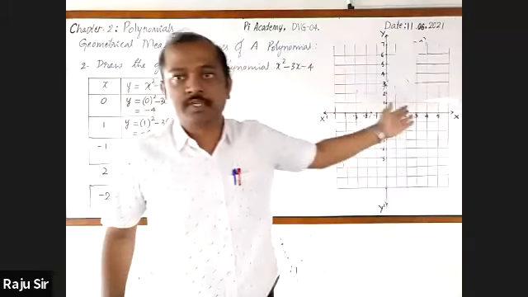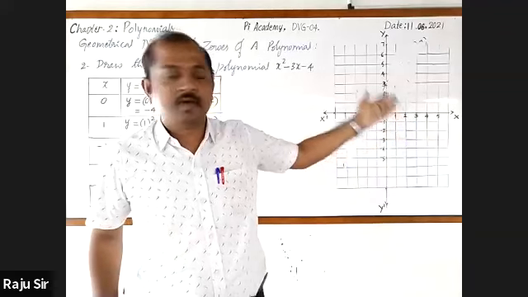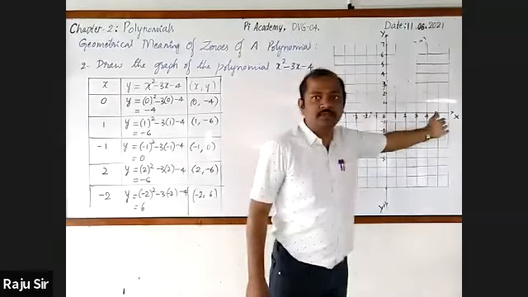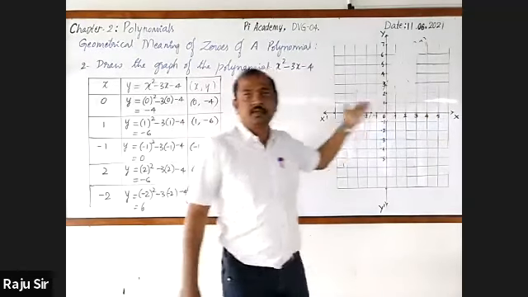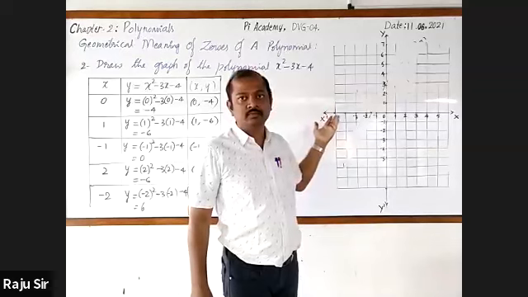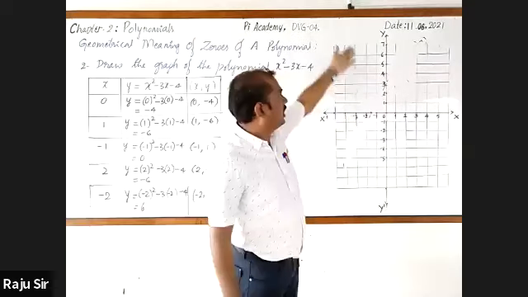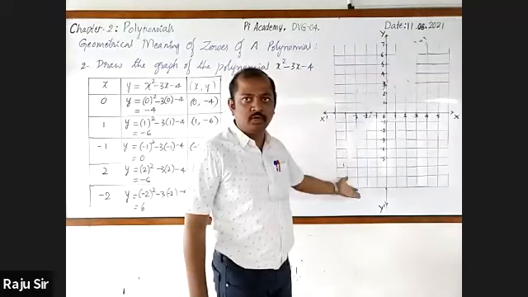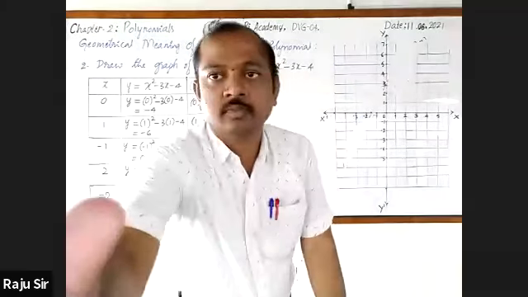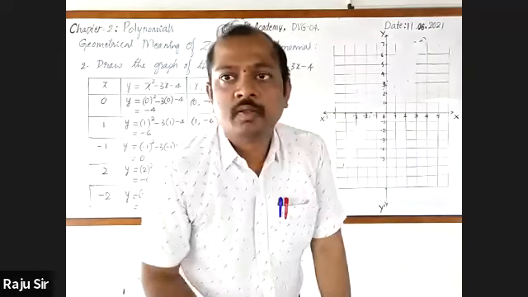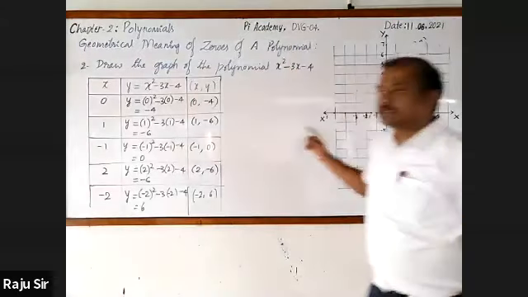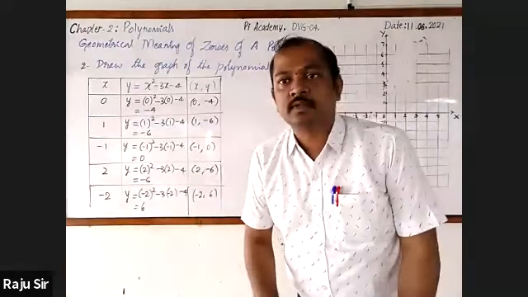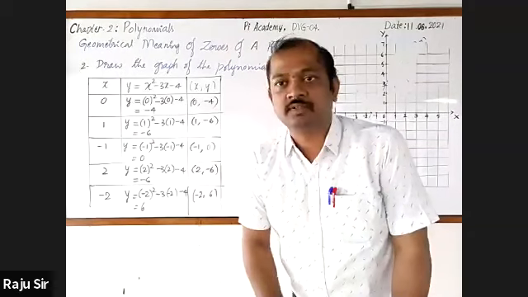Pawan Kumar, finished? Okay, good boy. Then write the numbers. Right side of 0 are positive. Left side of 0 are negative. Above 0 are positive. Below 0 are negative. Shall we start locating the points? Vijeta, shall we start? Okay.